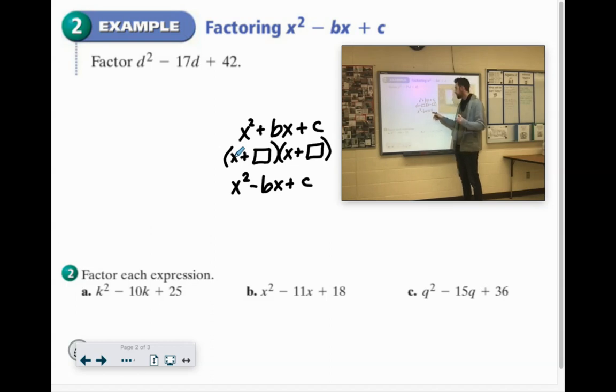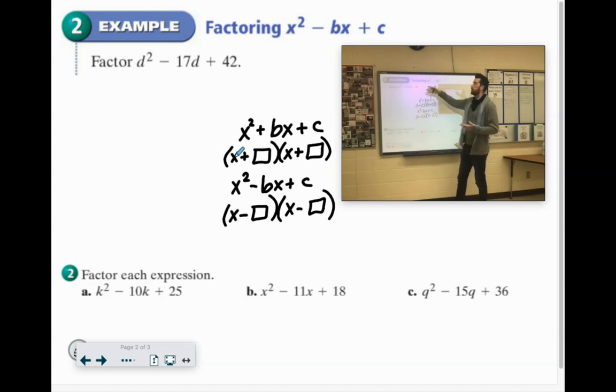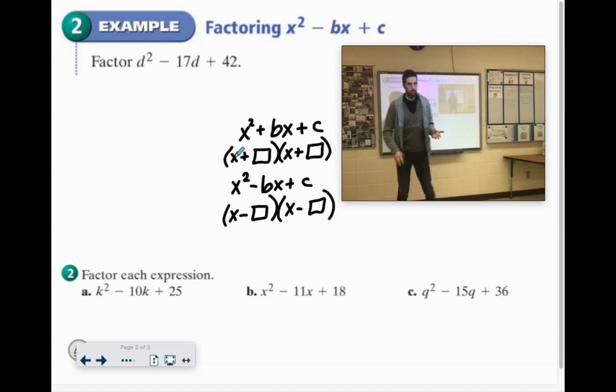So if they multiply to a positive, they have to both be the same symbol, but they have to add up to a negative. And two positive numbers don't do that. So if this is your order, they're actually both going to be negative numbers. So it'll be x minus something times x minus something. Cool. But we're still going to have them add up to that middle number. So looking at our first example, d squared minus 17d plus 42, we're thinking of the factors of 42.